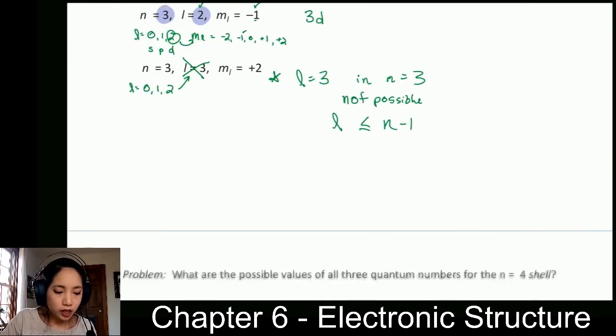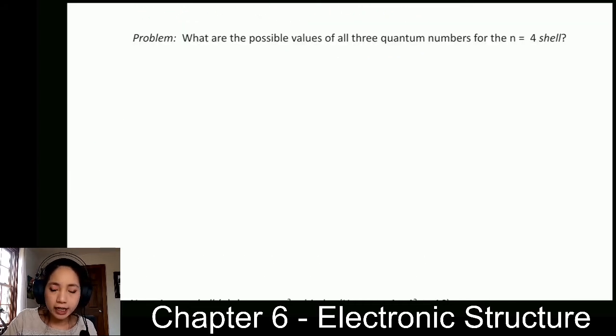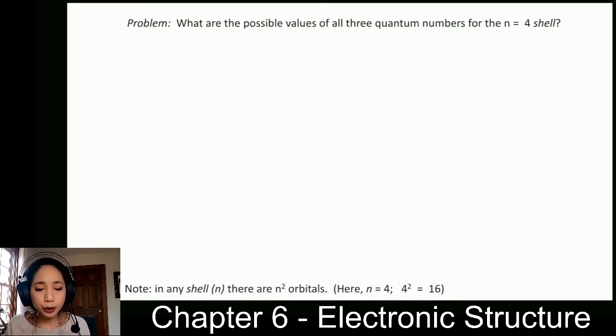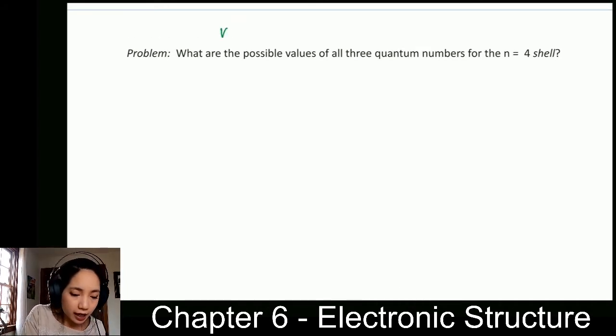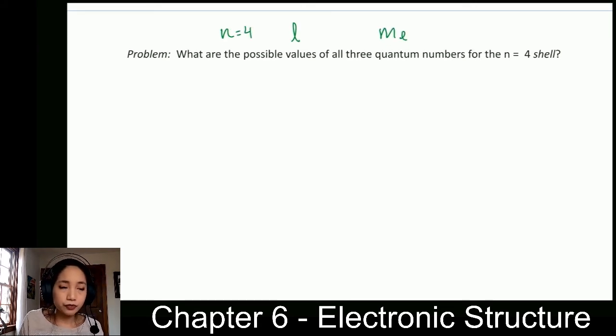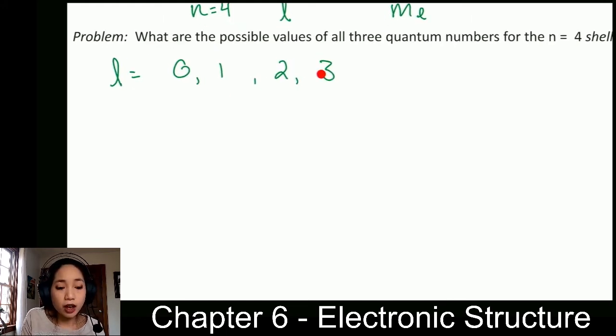All right, so let's do another problem, checking out the different quantum numbers we can have. What are the possible values of all 3 quantum numbers for the n equals 4 shell? So all the possible quantum numbers within n equals 4. We know it goes n, L, and then ML. We're given n equals 4, so the possible L values are L equals 0, 1, 2, and 3.